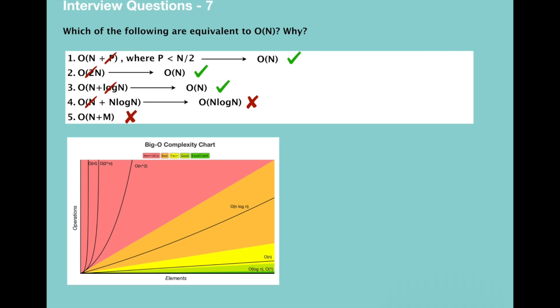So hopefully you have understood everything. As I mentioned, when you want to drop non-dominant terms, this graph is very useful. So that's it.